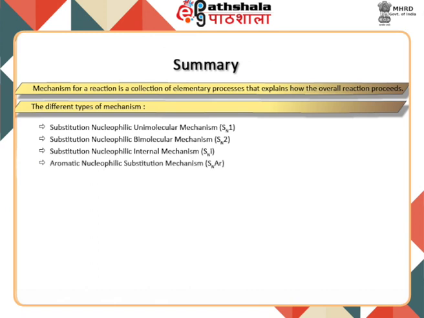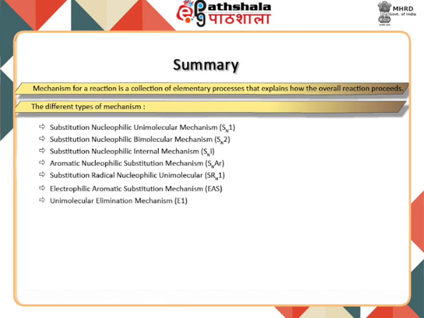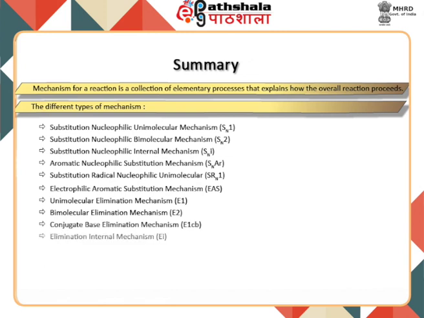SNAr, substitution radical nucleophilic unimolecular, SRN1. Electrophilic aromatic substitution mechanism, EAS. Unimolecular elimination mechanism, E1. Bimolecular elimination mechanism, E2. Conjugate base elimination mechanism, E1CB. Elimination internal mechanism, Ei. Free radical mechanism and concerted mechanism.